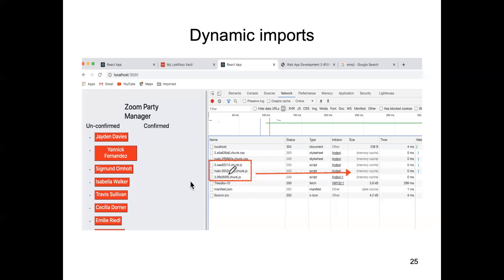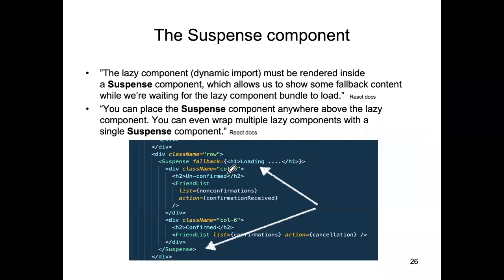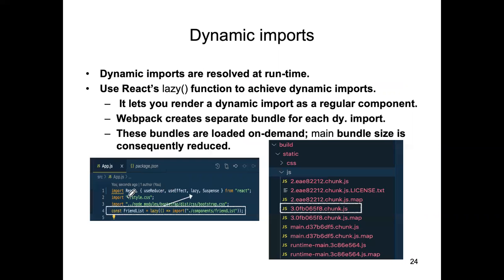Now, there is one extra bit of work that you do have to carry out in order for these dynamic imports to work. So here's the JSX for my app component, and it's the app component that uses the friend list component. This JSX here is the JSX associated with this file, the same file here, what I'm calling the app component.